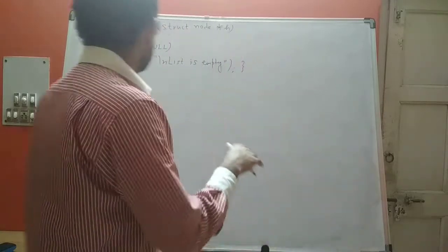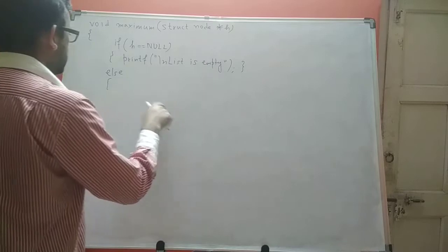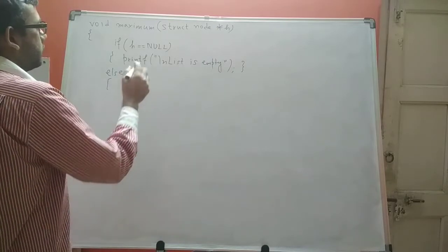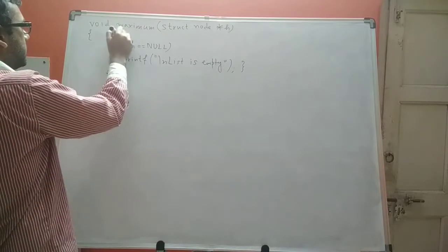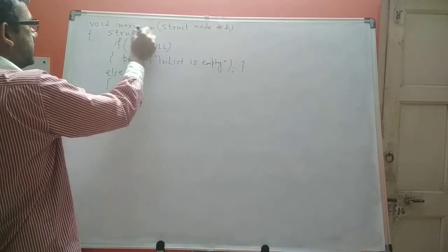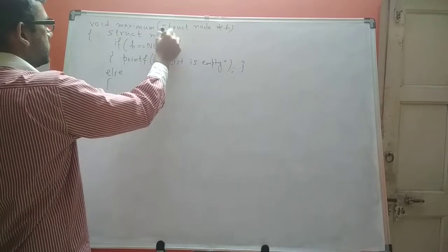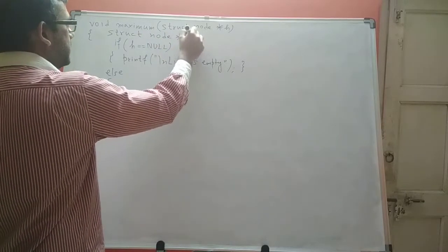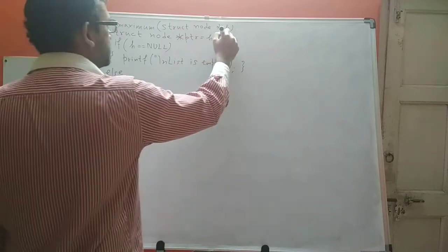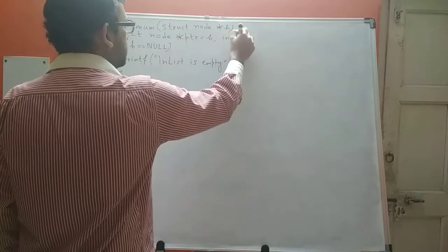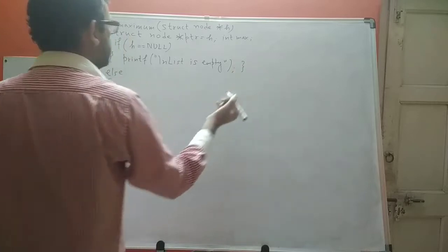Okay, so using the logic which I just pointed out, I'll move on to write the function. Now, of course, I'll have to traverse the entire linked list. So I need a pointer because I'll never move my head. So I'll say struct node star ptr is equal to h. And I need another variable as well called max, which will store the maximum value.